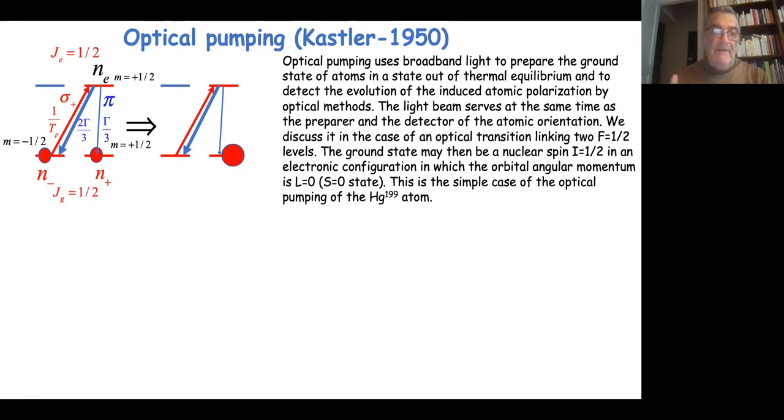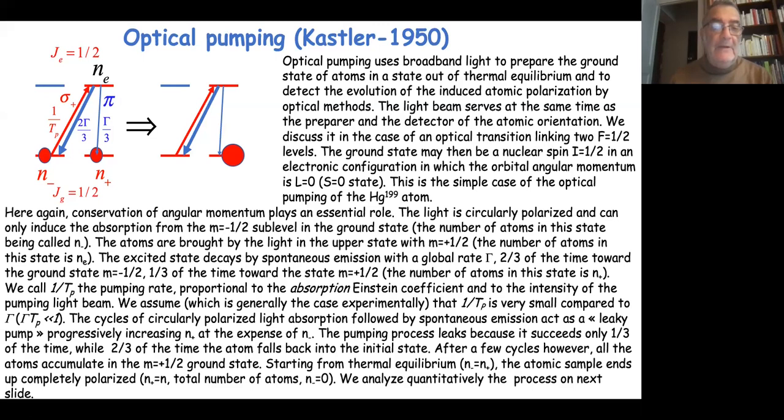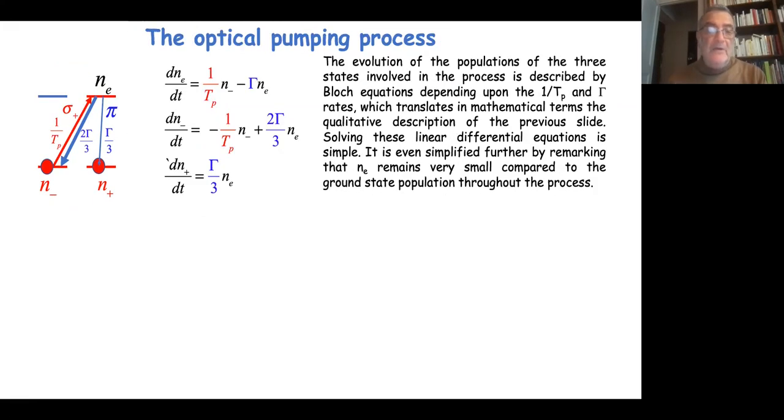So it's a very simple process. It is based on the conservation of angular momentum during the absorption and emission of light by atoms, and it allows us to orient the ground state of the atom with a very large efficiency. And on the next slide, I give you all the equations which allow you to compute this phenomenon.